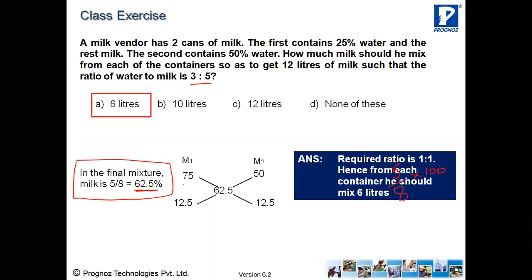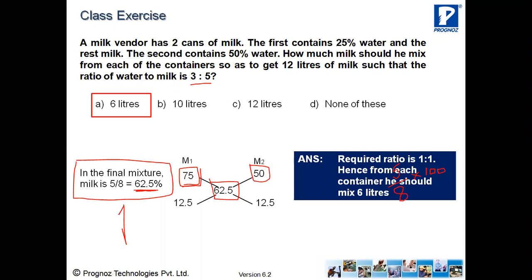In the first mixture, milk is 75% because it is 25% water, so the rest is milk, so 75 is milk. In mixture 2, 50% is water, so 50 is milk. And the combined average is 62.5%. This 62.5 came from here.